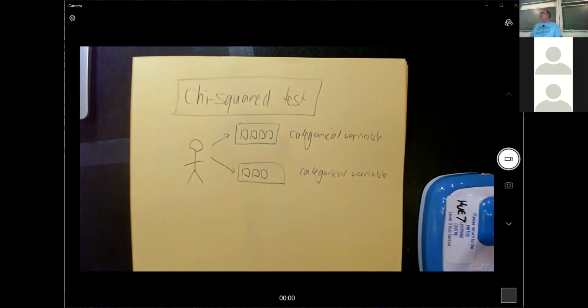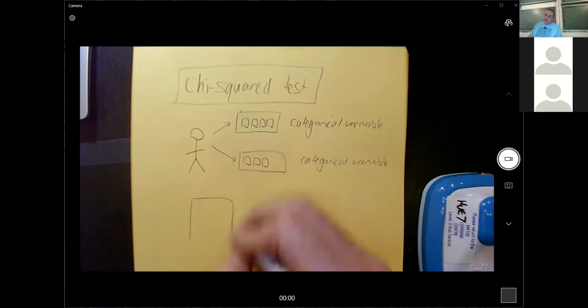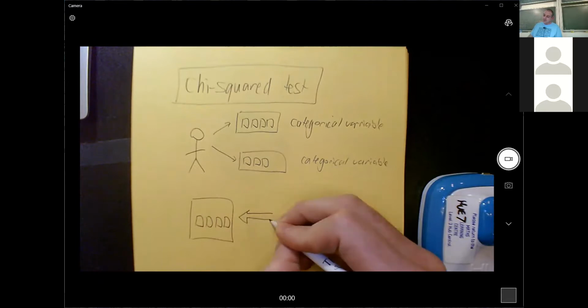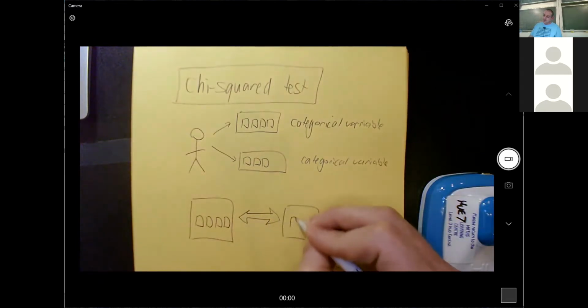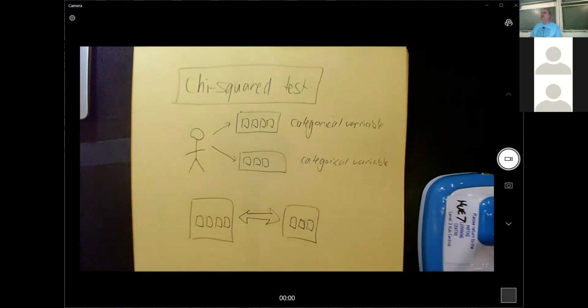The purpose of the Chi-Squared test is to decide whether being in one of these categories makes a difference to being in one of the other categories. And so in my head, I picture that like this. Something like that. How does being in one of these categories make a difference to being in one of these categories or vice versa? Or does it make no difference which one of these you're in? Does it really not make any difference to which one of these you end up in?